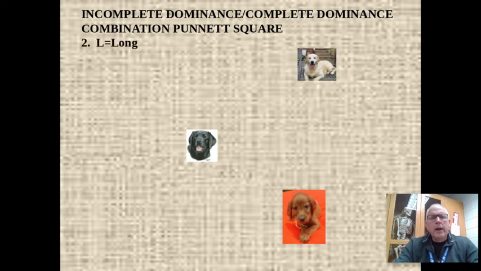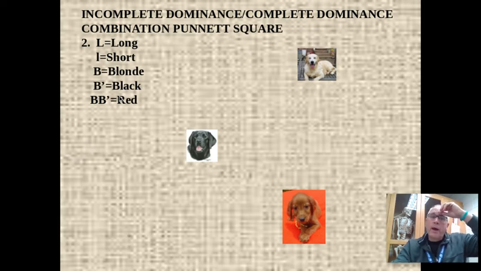But here I got two traits: how long the dog's hair is, long and short, a normal Punnett square, dominant, recessive. And now let's say the second trait is that incomplete thing where blonde and black are both dominant. So I'm going to use that little prime thing. And if I get the combination, I get a red dog. Just go with it. This isn't true, but it's kind of funny. Let's cross a chocolate lab with a black lab and get an Irish setter.